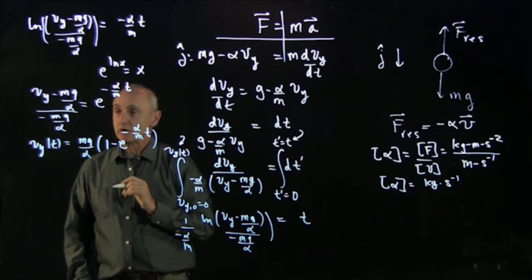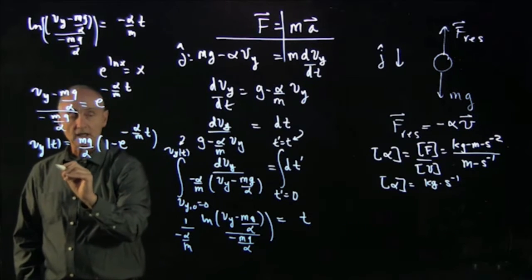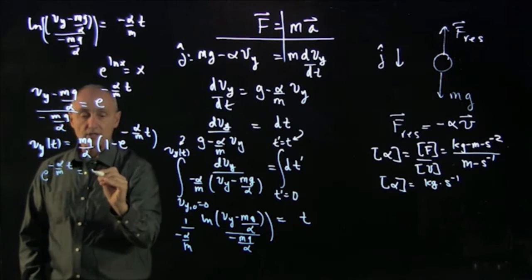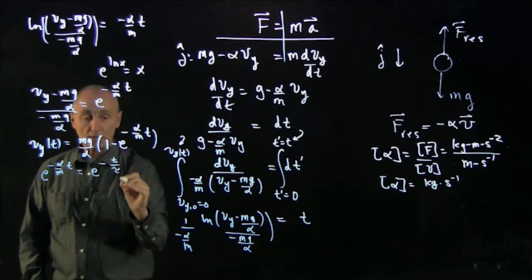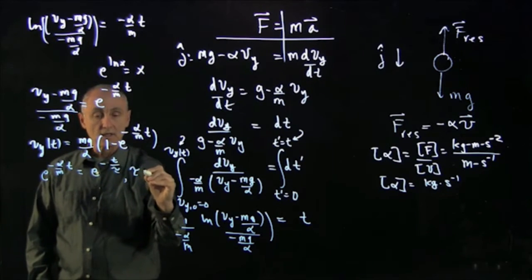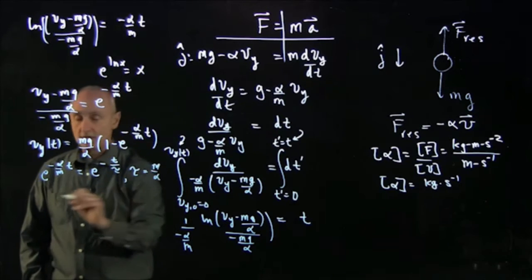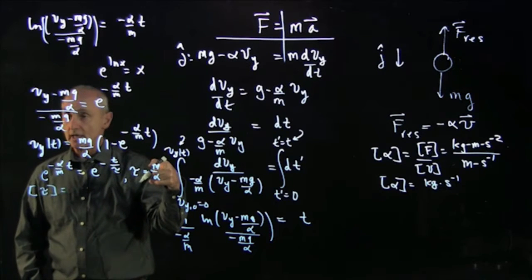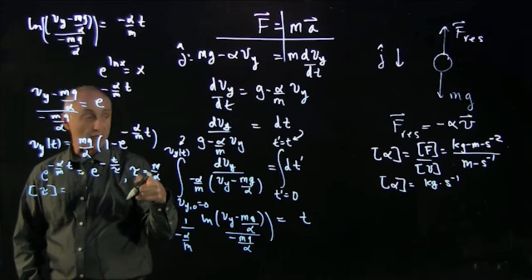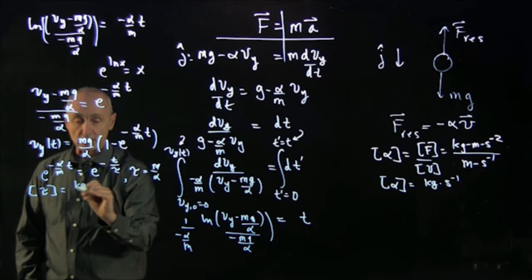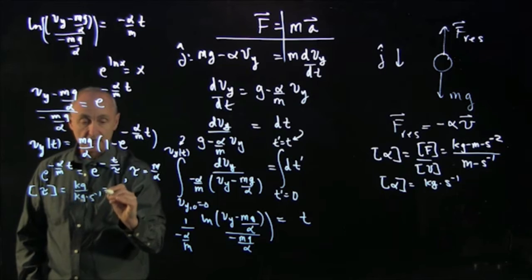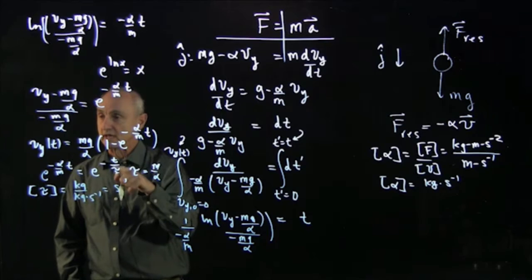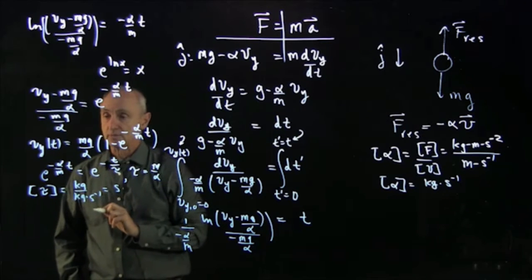Now, there's a few interesting things here that we want to look at. Suppose we define this exponential, e to the minus alpha over m t, as equal to e to the minus t over tau, where tau is m over alpha. When we look at the units of tau, it has the units of mass, which is kilograms, over the units of alpha, which we worked out before. So we have kilograms over kilogram inverse second. That gives us units of seconds. And that's what we expect because t, seconds over seconds, gives us a dimensionless quantity for the exponential.